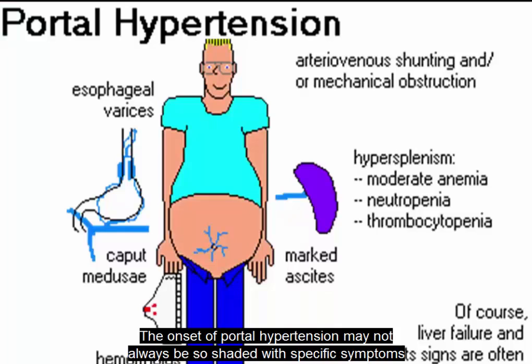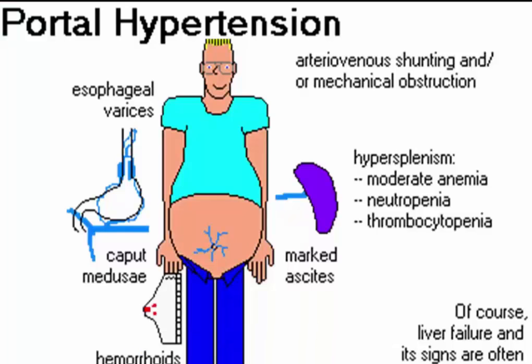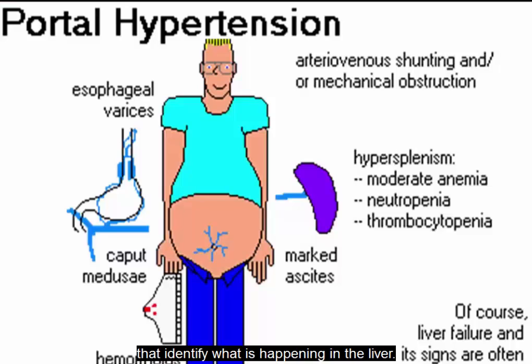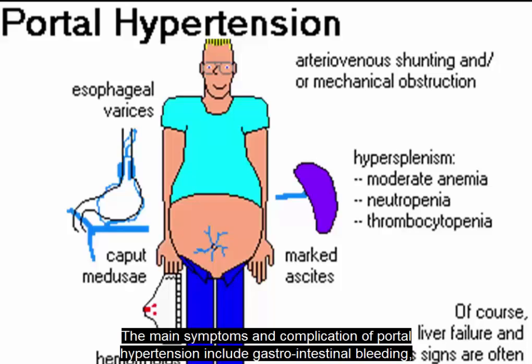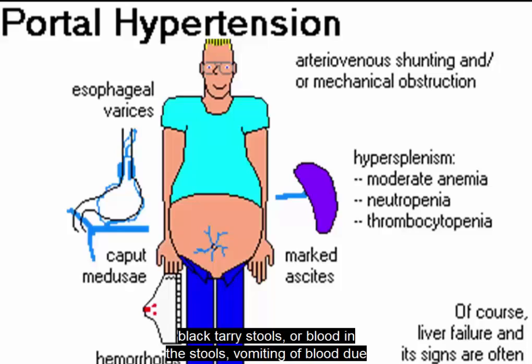The onset of portal hypertension may not always be associated with specific symptoms that identify what is happening in the liver. But if the patient has liver disease that leads to cirrhosis, the chance of developing portal hypertension is high. The main symptoms and complications of portal hypertension include gastrointestinal bleeding, black tarry stools or blood in the stools, vomiting of blood due to spontaneous rupture, and hemorrhage from varices.